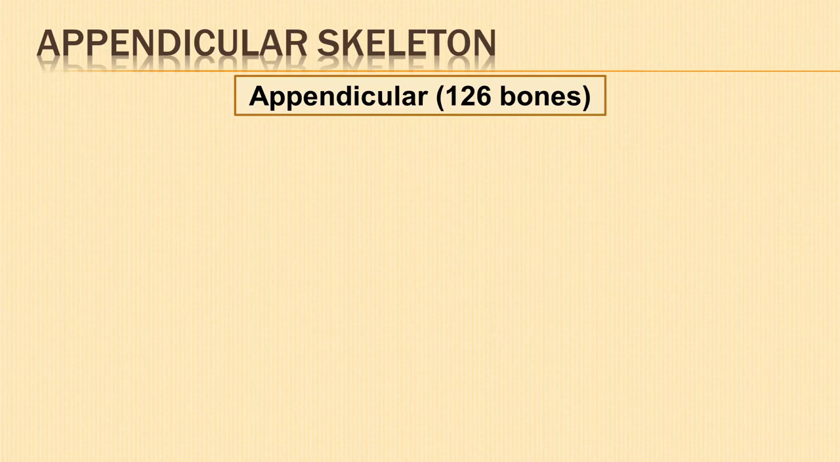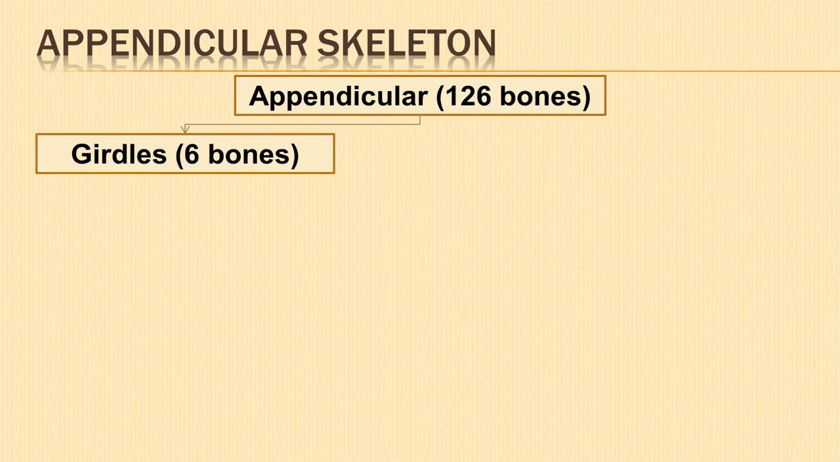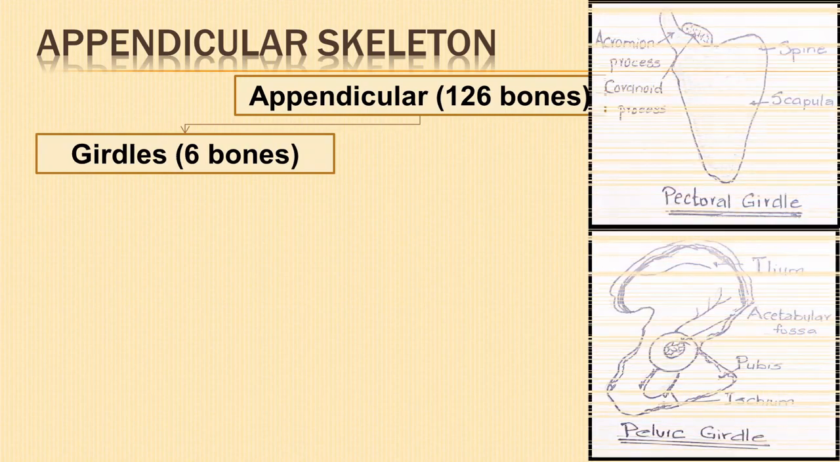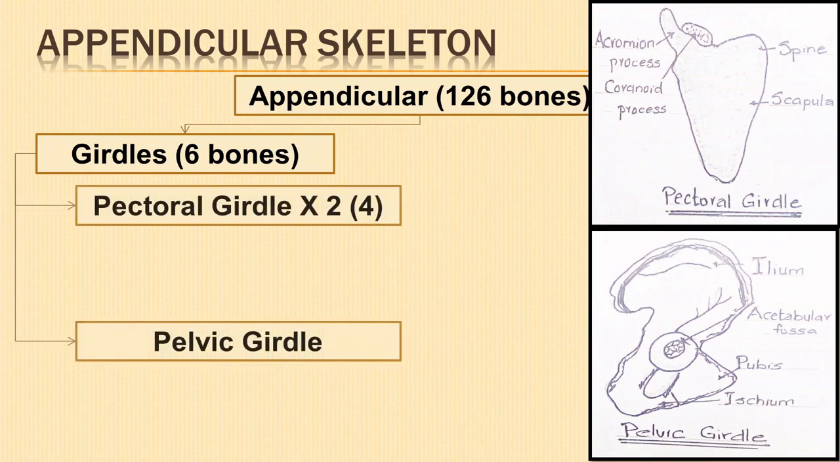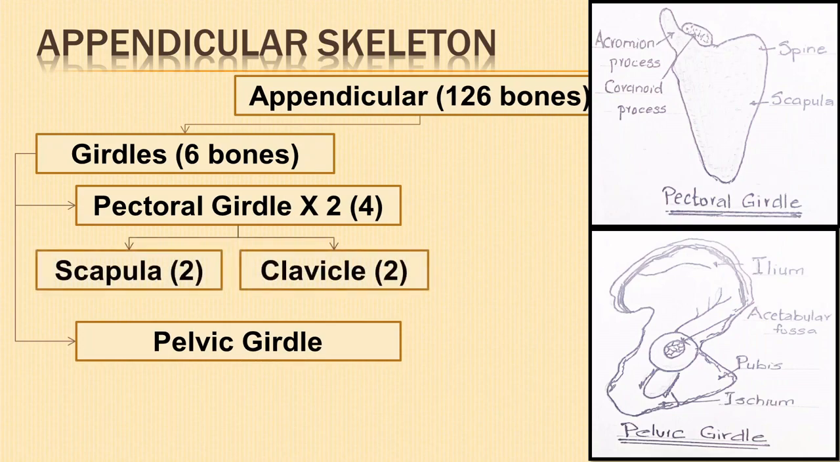It is made up of 126 bones. It includes girdles and limb bones. Girdles are of 2 types: pectoral girdles and pelvic girdles. Pectoral girdle consists of 2 bones, clavicles and scapula. The head of the humerus fits and forms a ball and socket joint with the glenoid cavity of the pectoral girdle.